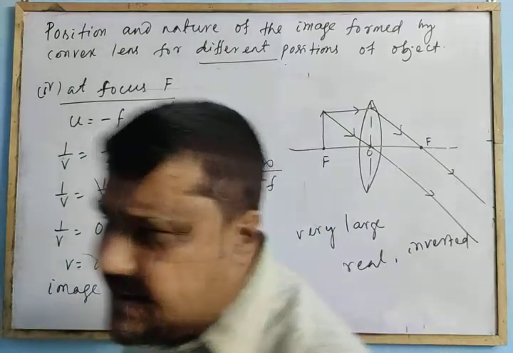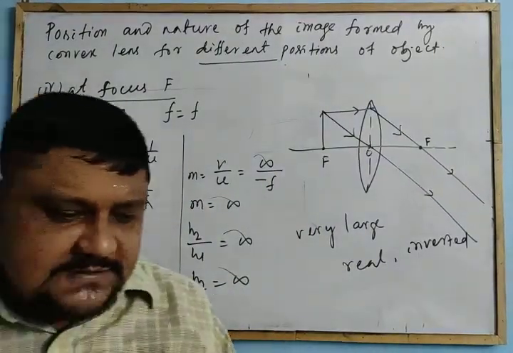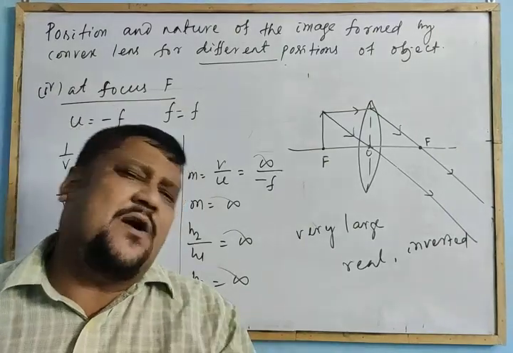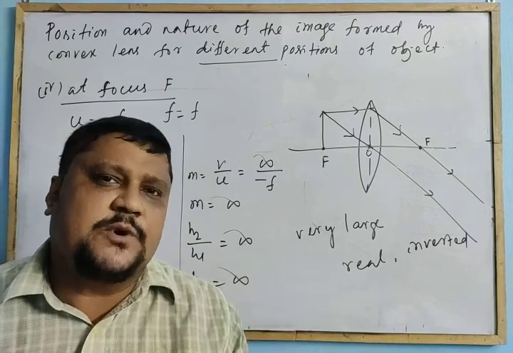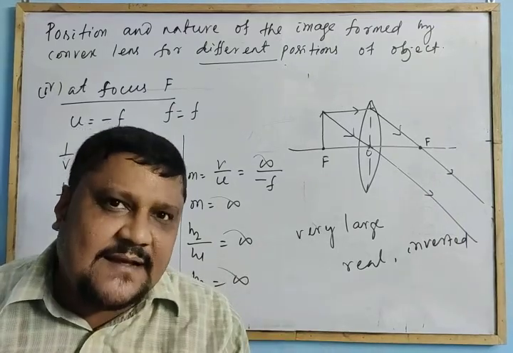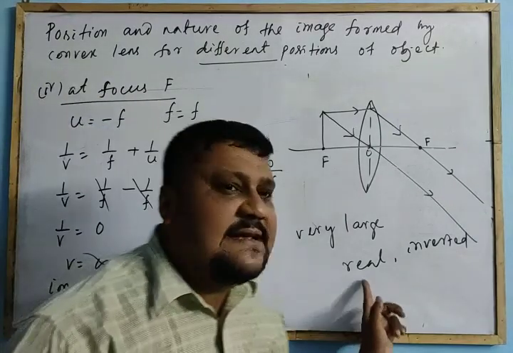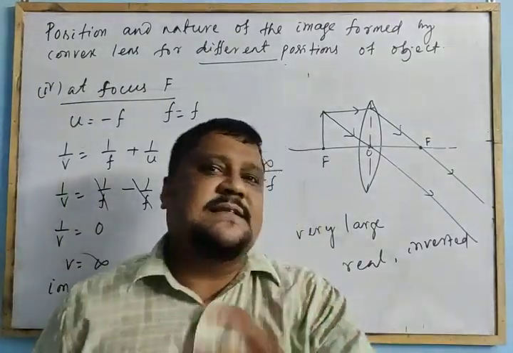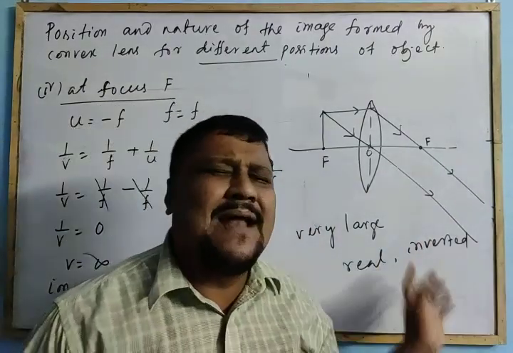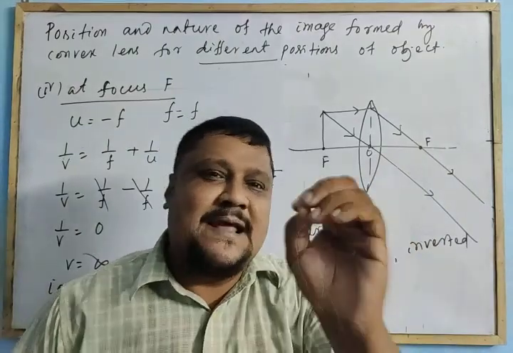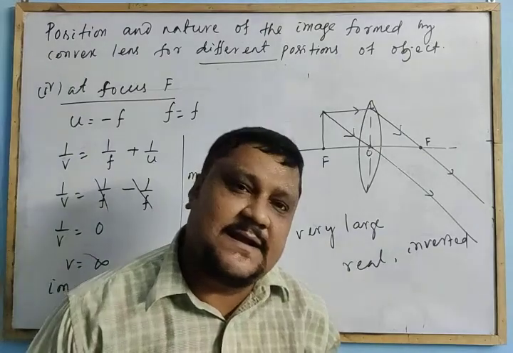So these are the different cases for position of the image, for different positions of object for a convex lens. And for a concave lens, we already know that it always produces a virtual image which is erect and diminished. And remember one thing, all the real images are inverted. Virtual images are erect. Wherever you get a real image, it is inverted. Then you will get a virtual image, it will always be erect. Clear?